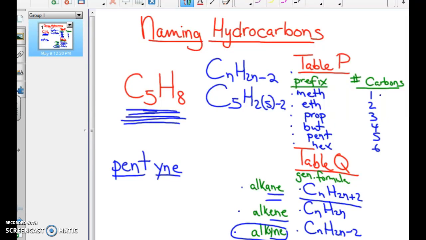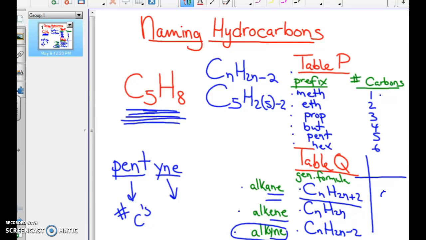So notice the first part tells you the number of carbons, and the second part tells you if you are dealing with an alkane, alkene, alkyne. Now you might ask, what does that mean? What does it mean to be an alkyne and not an alkene? Well, very simply, and table Q even tells you this.